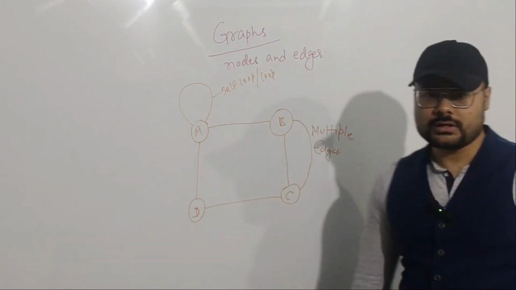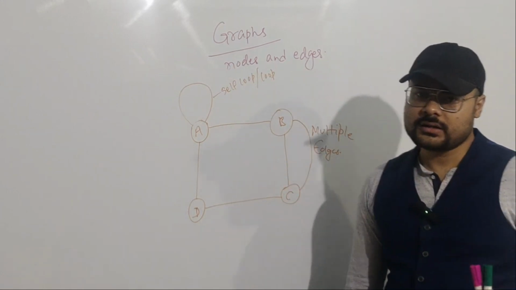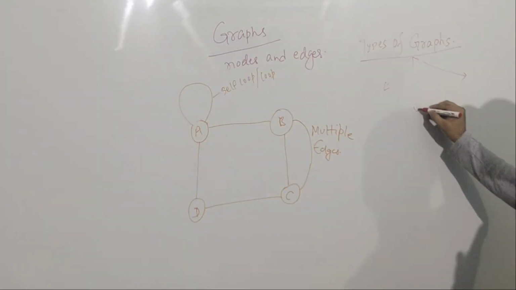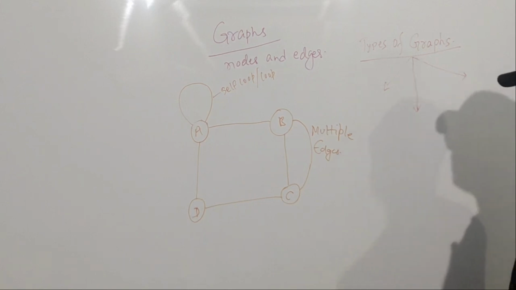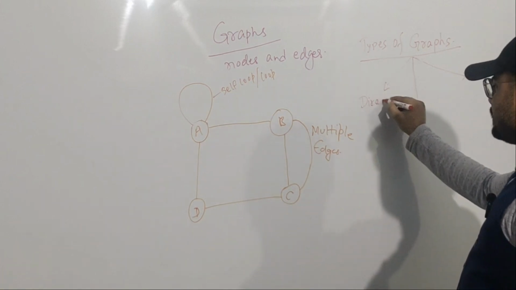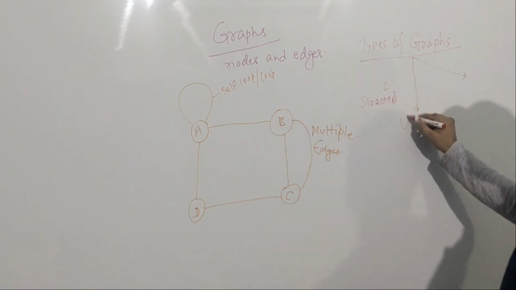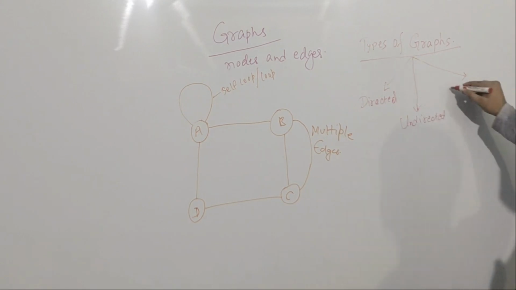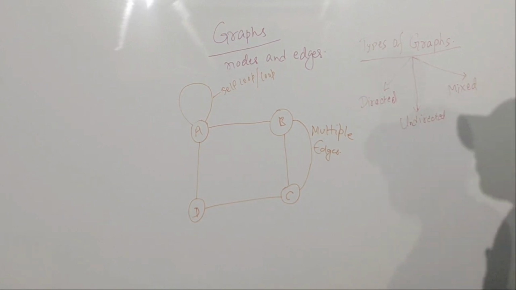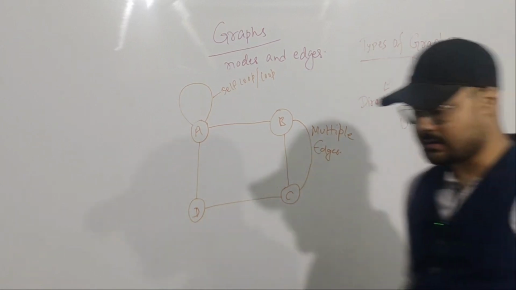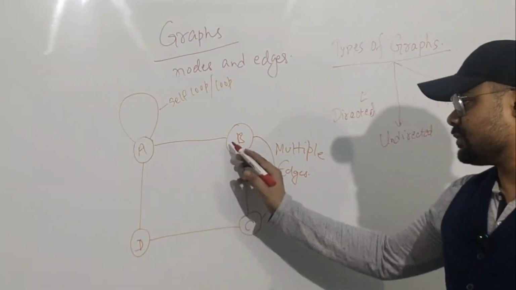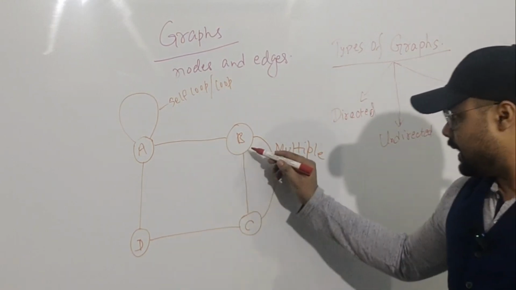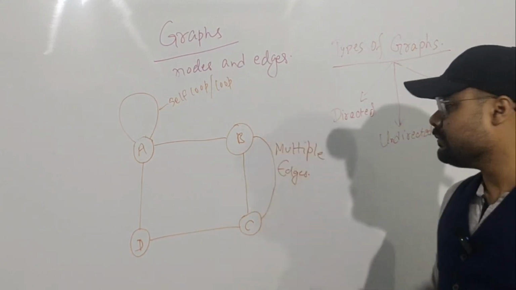So far we have seen that the edges can be directed or undirected. So let's look at different types of graphs now. Based on the type of edges, there are three types of graphs. One is a directed graph, if the edges are directed. Then an undirected graph, if the edges are undirected. Or you may have a mixed graph, if in the same graph you have both directed and undirected edges. This is a single edge from A to B, and here you have multiple edges from B to C.